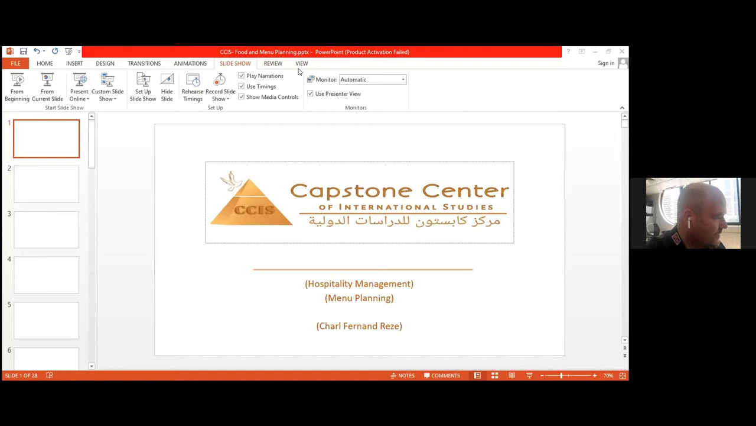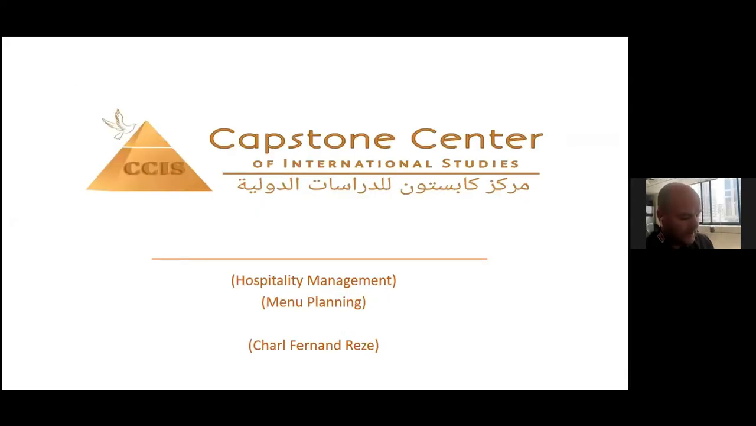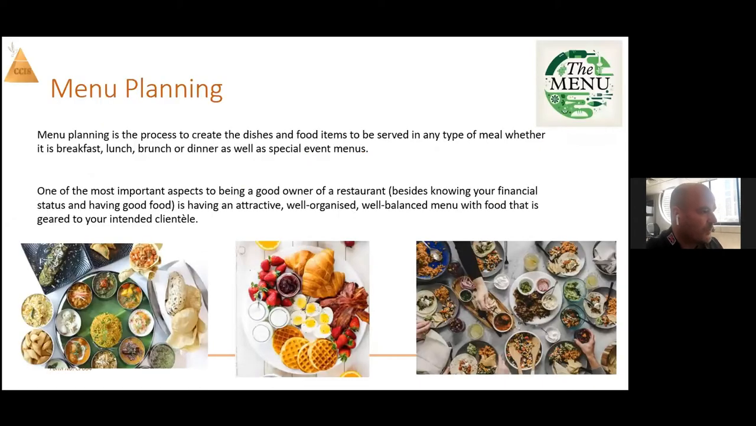Okay, right, so let's start with our topic today. As we said, today we're going to be talking about menu planning. Menu planning is basically the process of how we go about creating menus, either menus for the house, menus for a restaurant, menus for an event. So the idea today is just to look at the basic points we're going to be considering when we actually plan a menu.